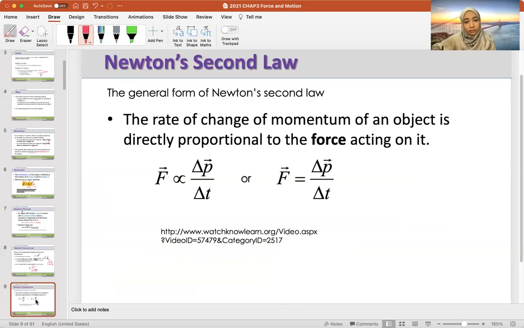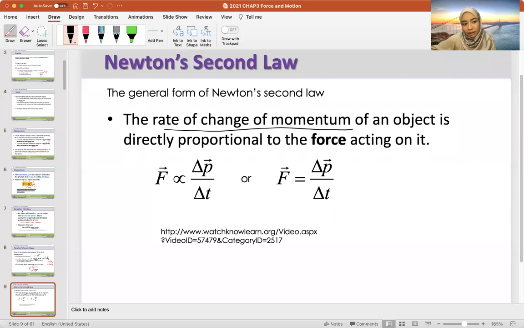Okay, so the general form of Newton's second law. Now we're going to Newton's second law. So what was the first one again? The first Newton's law is actually the law of inertia, which is the tendency of an object to remain at rest or move at a constant velocity unless acted on by a force. And we talked about the force, right? We have to have a change in velocity to have the force. Now, we're talking about the rate of change of momentum. Just now we talked about change in velocity. Now we're talking about the change in momentum of an object, which is directly proportional to the force acting on it.